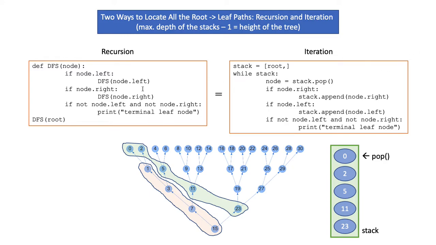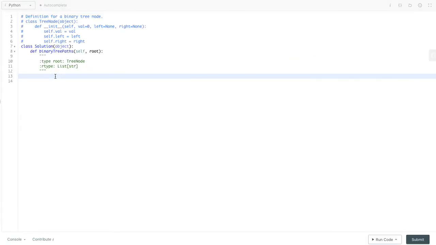In either implementation, we visit the left subtree first and then the right subtree until we reach the terminal leaf nodes. This approach allows us to find all the possible paths in this binary tree. For this question, we're going to leverage this general approach while adding a string variable to keep track of the unique path, and then aggregate them together to return an array of all the possible paths. With the background introduced, now let's write the code.